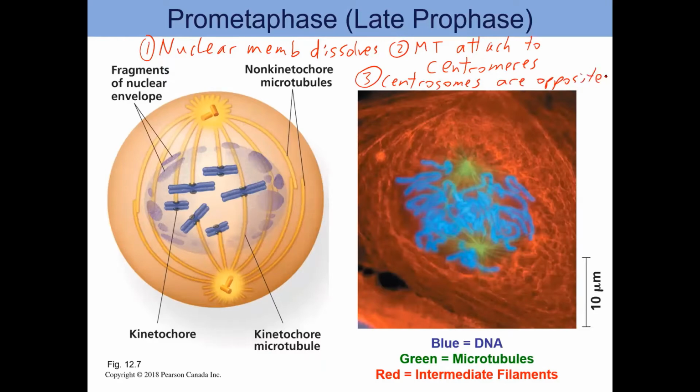So they're at the poles of the cell. One is at the far end and one is at the other far end. And in this diagram, you can see one is at the top and one is at the bottom.